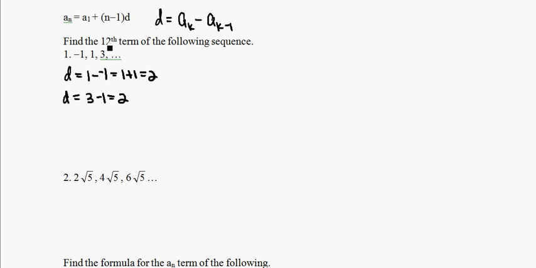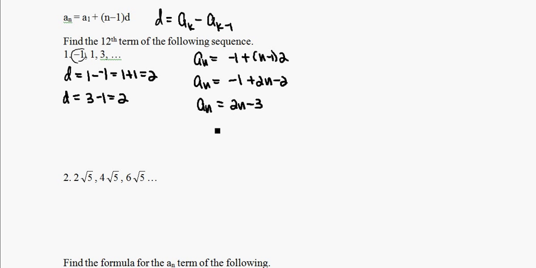So let's first figure out the nth term, and then we'll figure out what the 12th term is. So clearly our first term is negative 1, our common difference is 2, so therefore a sub 1 and d will be plugged in. So a sub n is equal to negative 1 plus n minus 1 times 2. So I get a sub n is equal to negative 1 plus 2n minus 2. So a sub n is equal to 2n minus 3. So there's our general term. The 12th term would be 2 times 12 minus 3, which is equal to 24 minus 3, which is equal to 21.